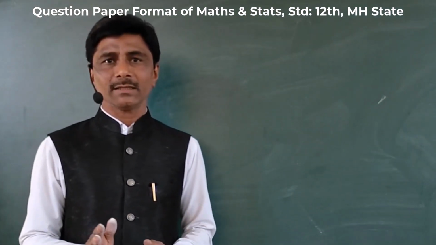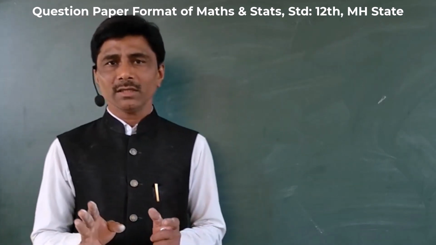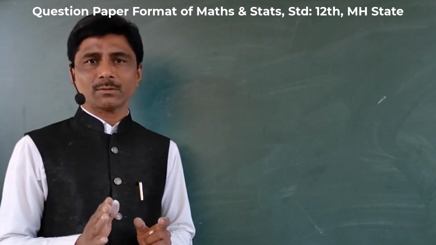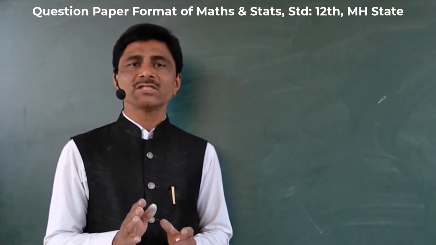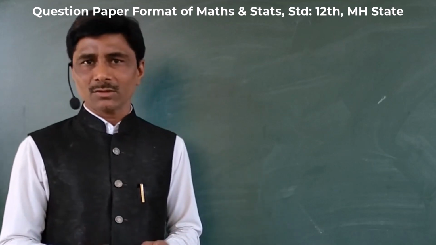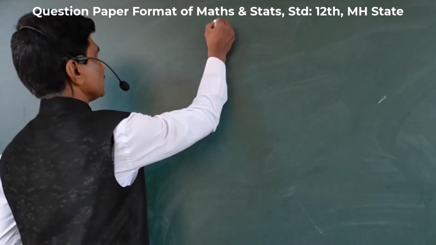Now here, see that Section C is similar to Section B, but in that case also the questions are short answer type questions, but these questions are asked for 3 marks. So each question carries 3 marks. See the pattern of Section C.